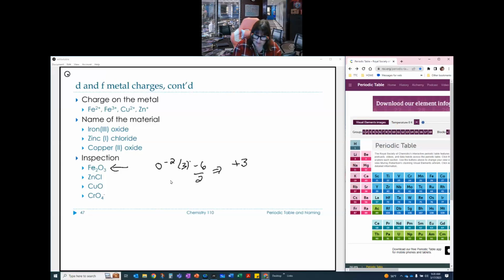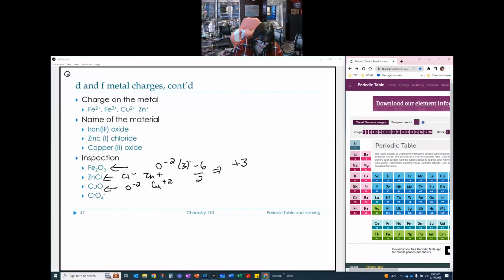When we talk about ZnCl, I know that Cl is a -1. So if it's Cl- and there's one of those Zns with it, that has to be a Zn+. If I look at my CuO, again, my oxygen is -2. There's one of them, so my Cu must also be a +2.